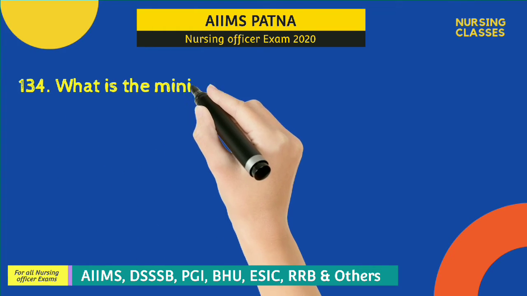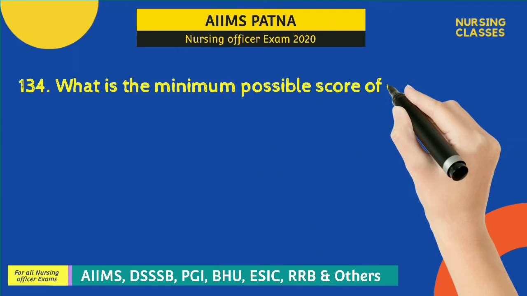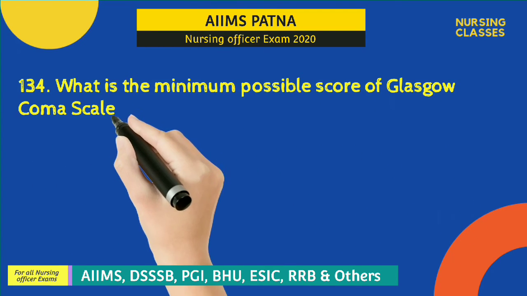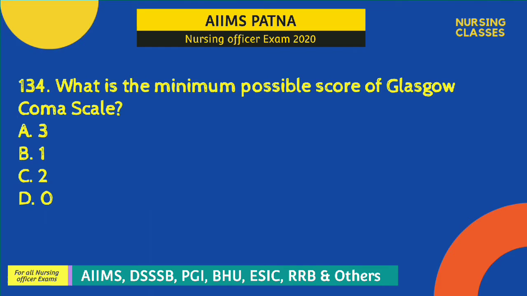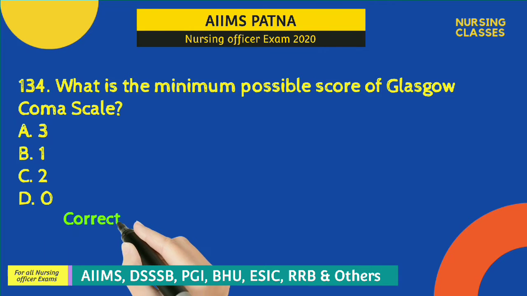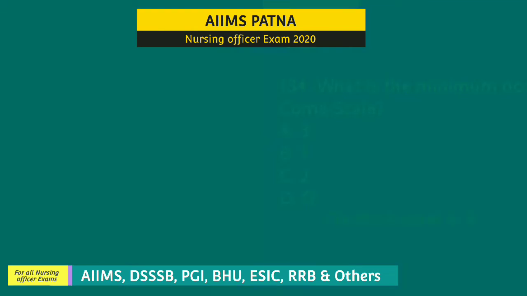134. What is the minimum possible score of Glasgow Coma Scale? A. 3, B. 1, C. 2, D. 0. Correct answer A. 3.